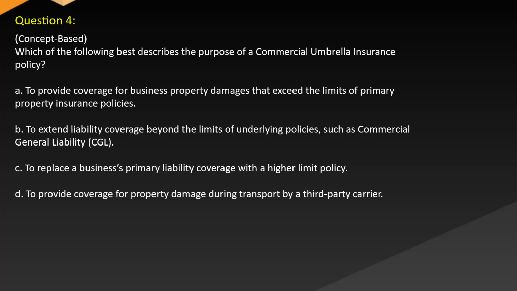Question 4. Concept-based. Which of the following best describes the purpose of a commercial umbrella insurance policy? A. To provide coverage for business property damages that exceed the limits of primary property insurance policies. B. To extend liability coverage beyond the limits of underlying policies such as commercial general liability (CGL). C. To replace a business's primary liability coverage with a higher limit policy. D. To provide coverage for property damage during transport by a third-party carrier.